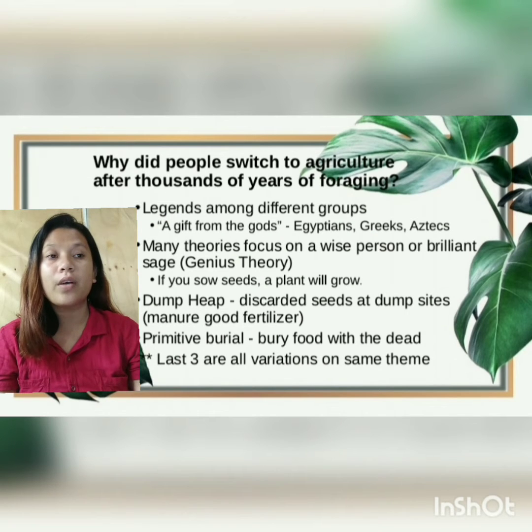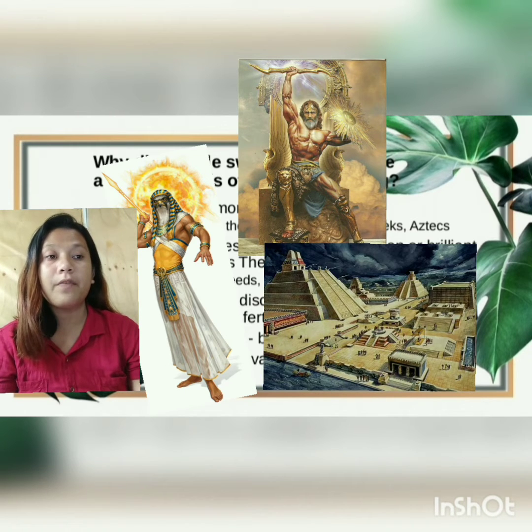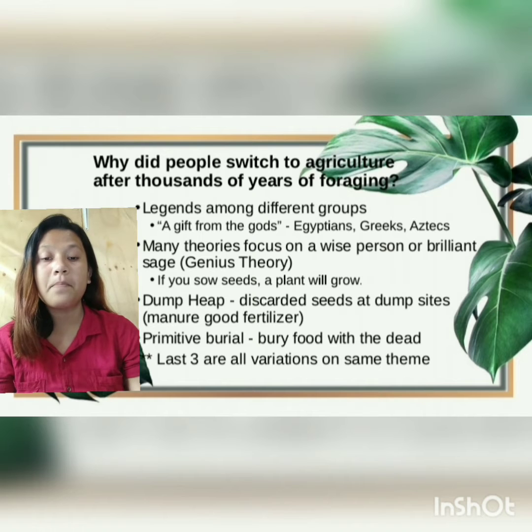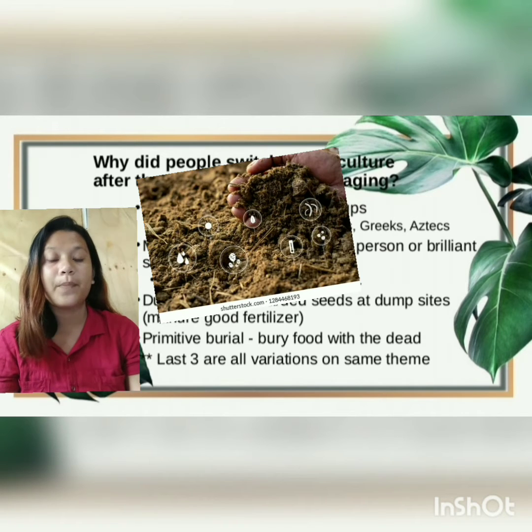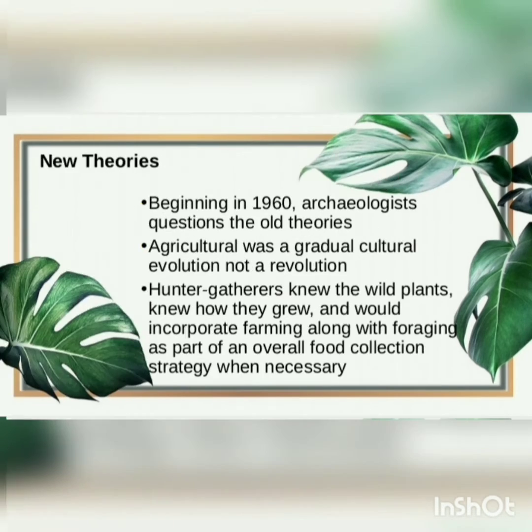Why did people switch to agriculture after thousands of years of foraging? Legends among different groups, such as the Egyptians, Greeks, and Aztecs, say it was a gift from the gods. Many theories focus on a wise person or brilliant sage, the genius theory. If you sow seeds, a plant will grow. Dump heap: discarded seeds at dump sites. Manure is a good fertilizer. Primitive burial: bury food with the dead. The last three are all variations on the same theme.